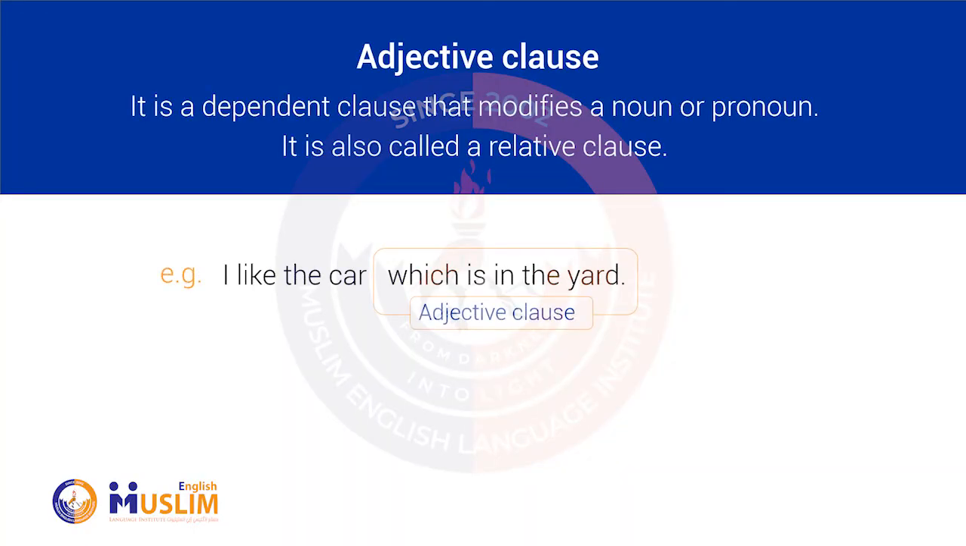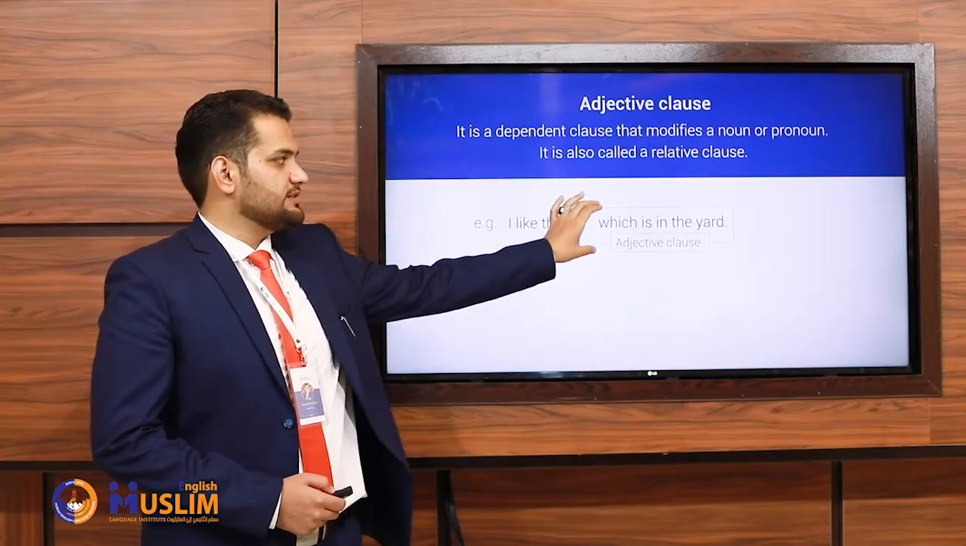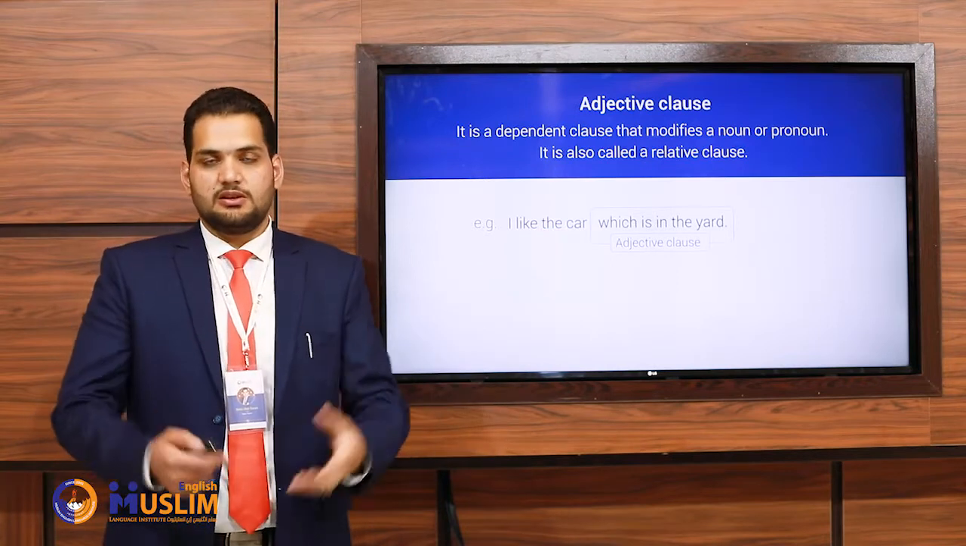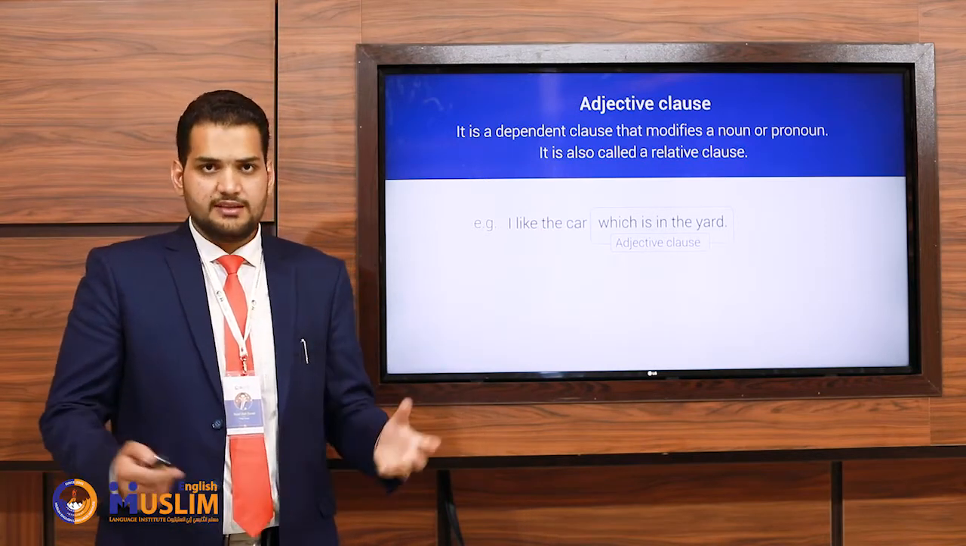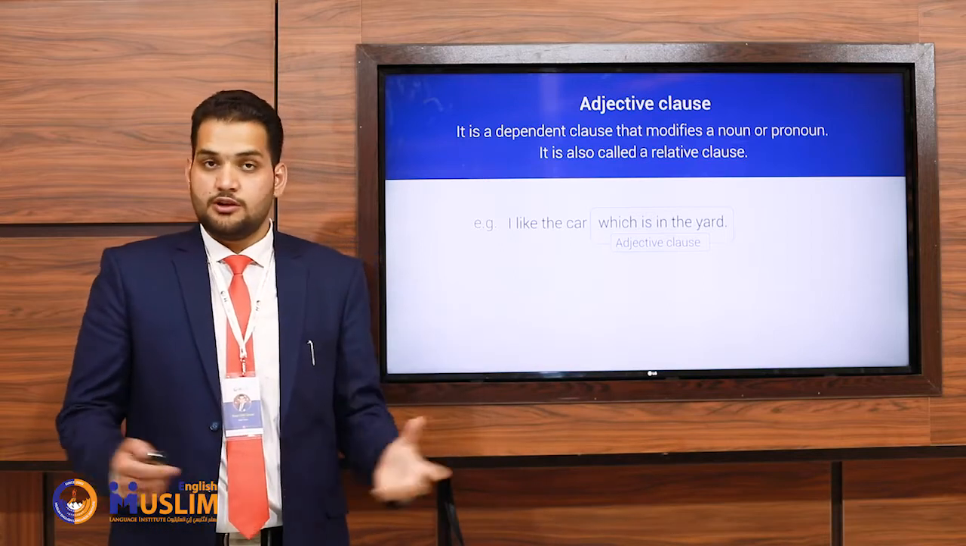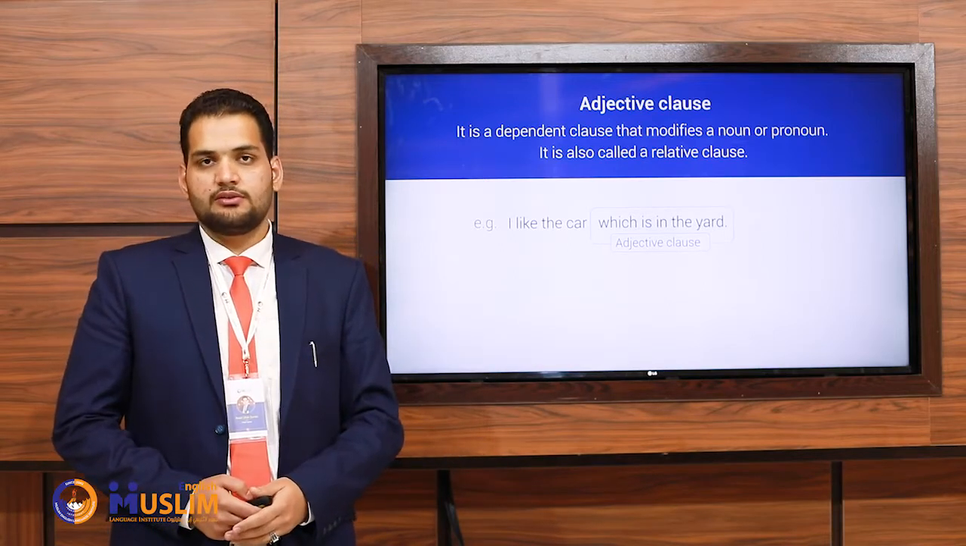For example, I like the car which is in the yard. Which is in the yard is talking about the car. It is giving more information about the car. And that's why we call it an adjective clause. You can also call it a relative clause.